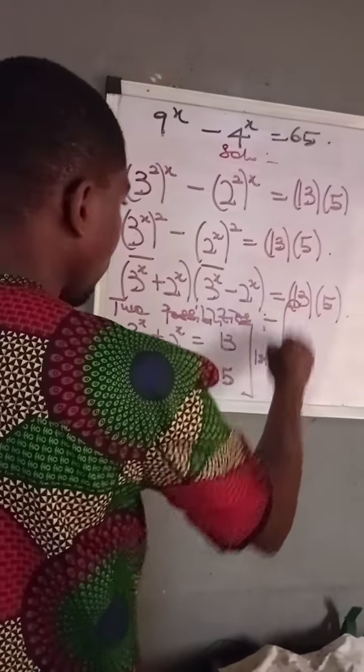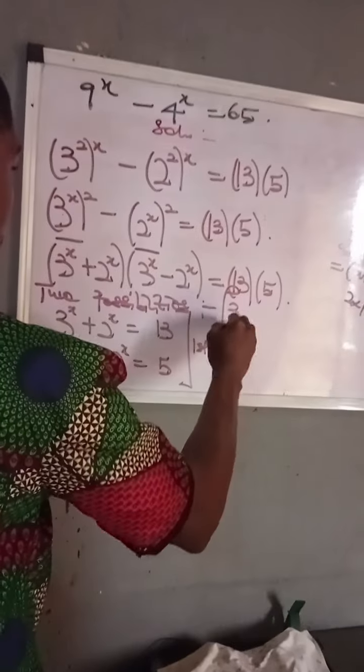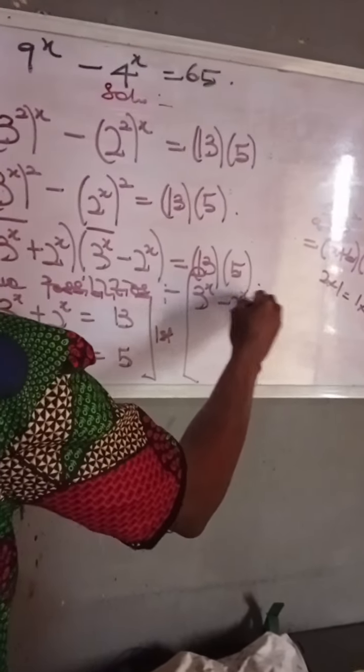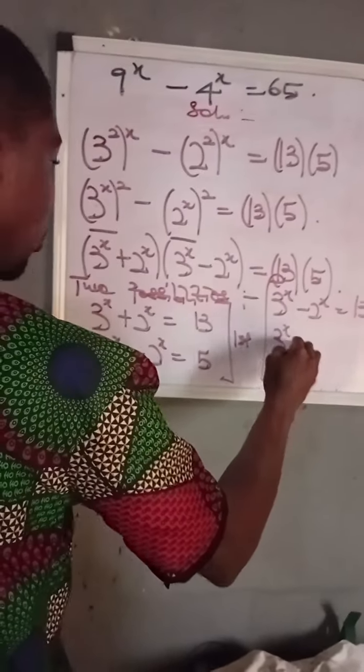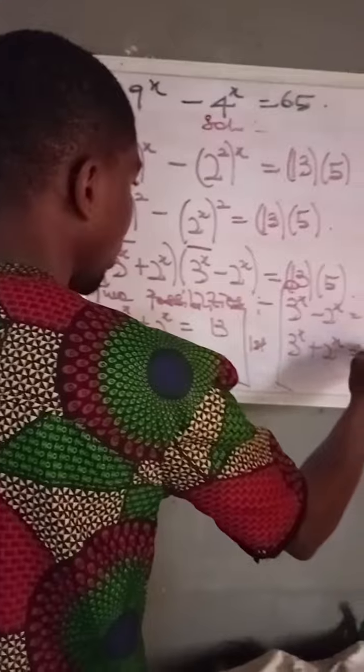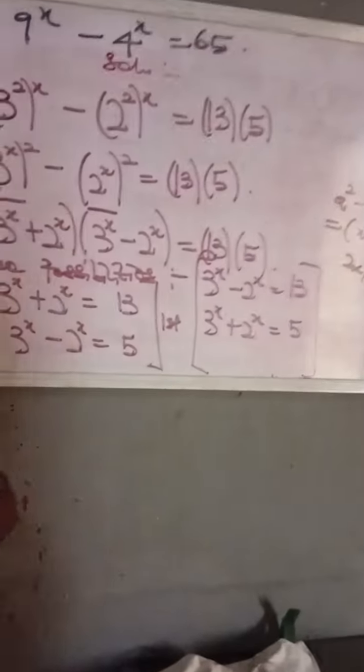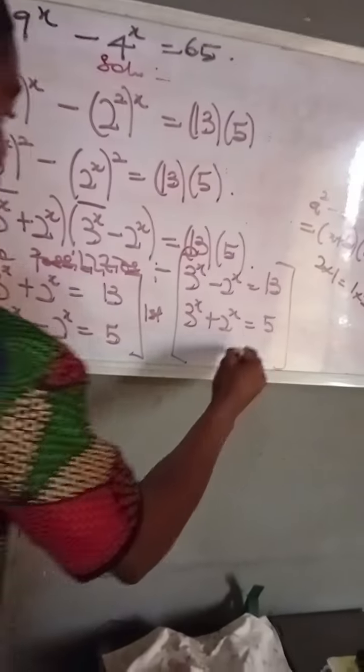Then let me take the second possibility. The second possibility is 3 to the power of x minus 2 to the power of x is equal to 13, and 3 to the power of x plus 2 to the power of x is equal to 5.